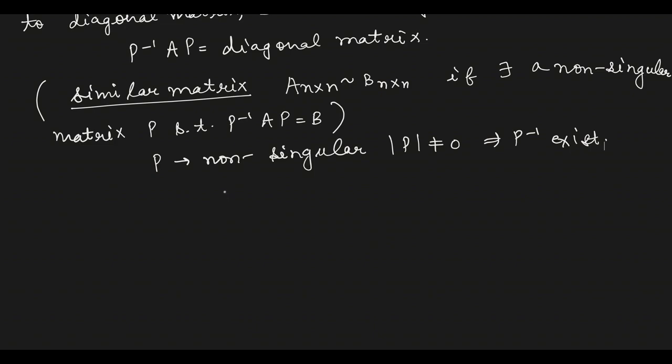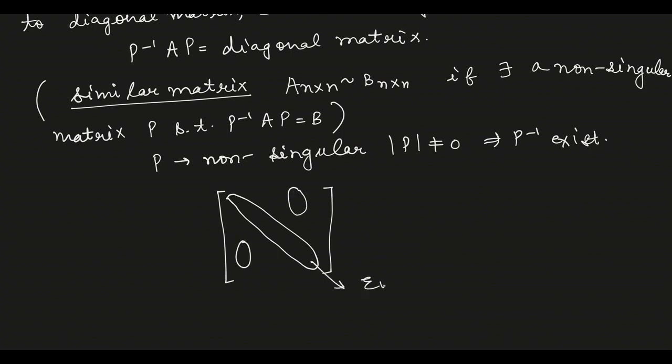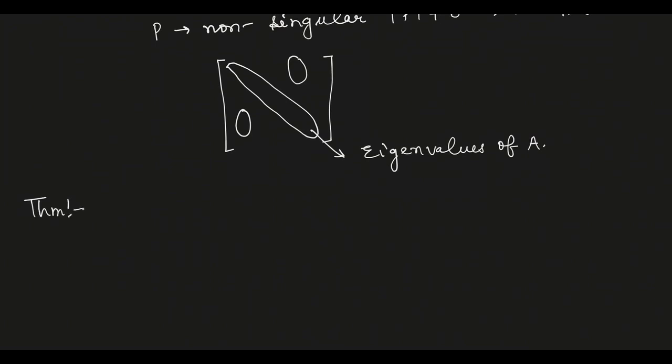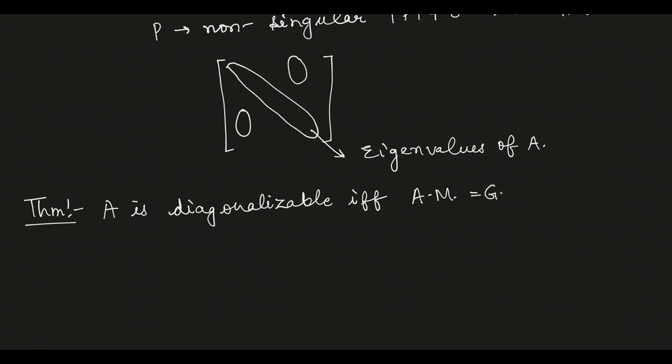And whenever I am saying that A is similar to a diagonal matrix, then all the eigenvalues will lie on the diagonal of the matrix and the rest of the entries will be 0. These are eigenvalues of A. A is diagonalizable if and only if AM is equal to GM for each eigenvalue of A.